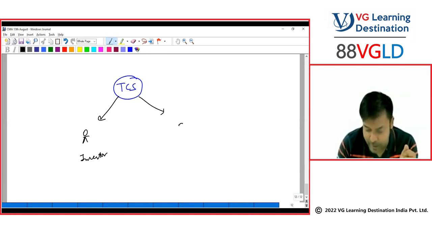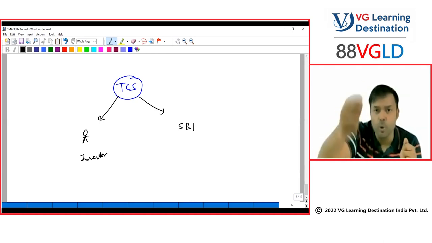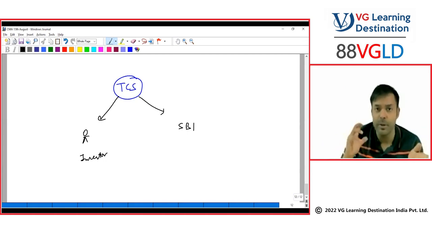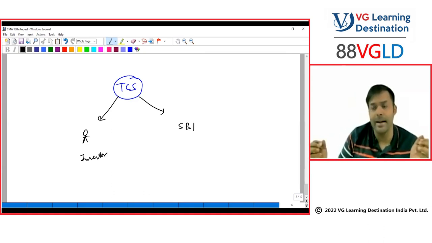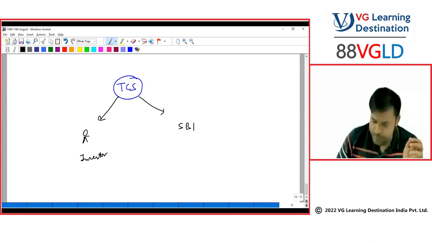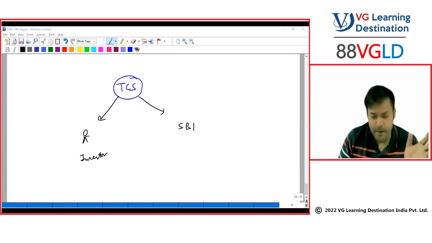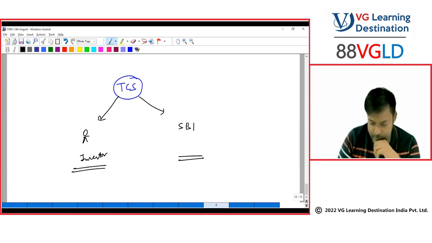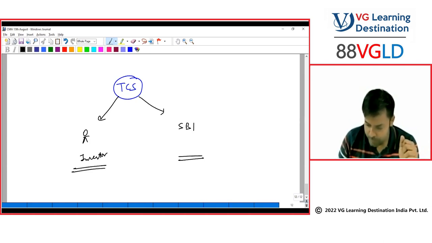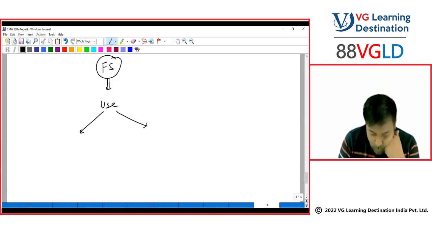And SBI is actually looking to give a loan to TCS, right? Then in that case, you as an investor and SBI as a lender, are you both going to look at the same thing? No. What lens is going to be different for you? So that means how investors are going to use it and how lenders are going to use it.